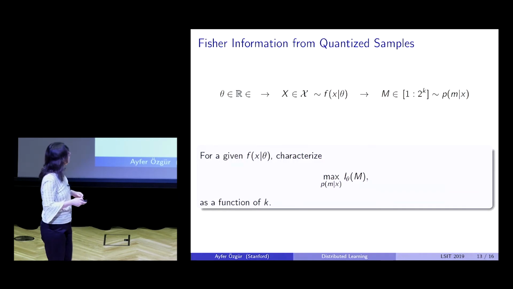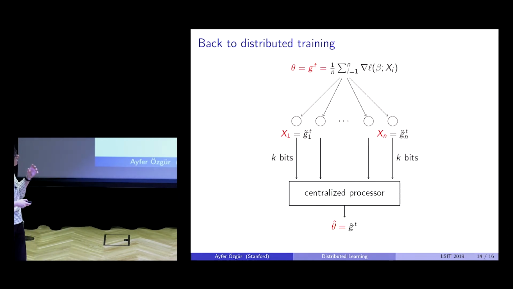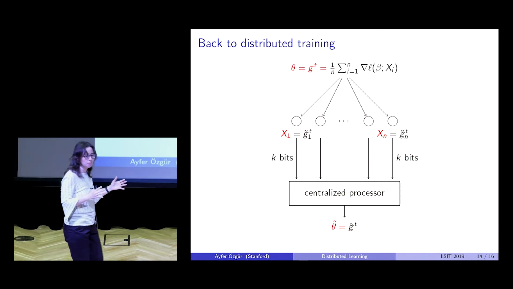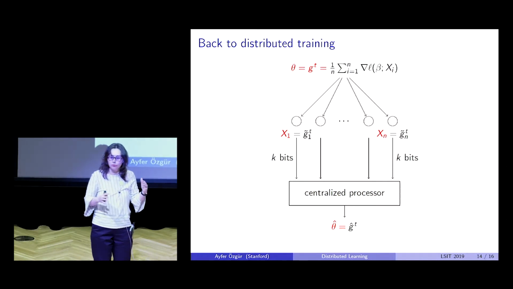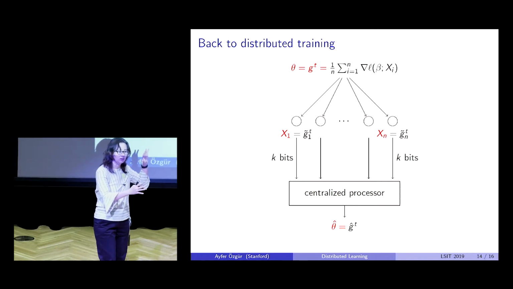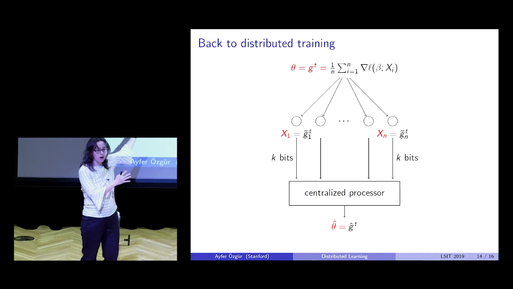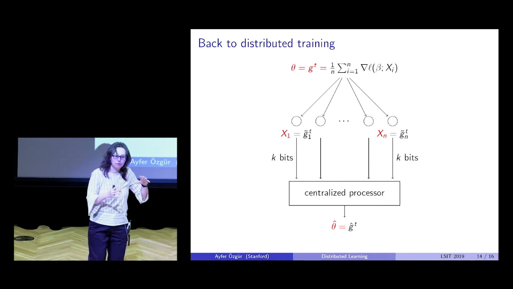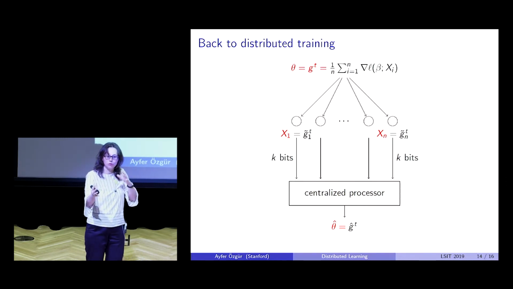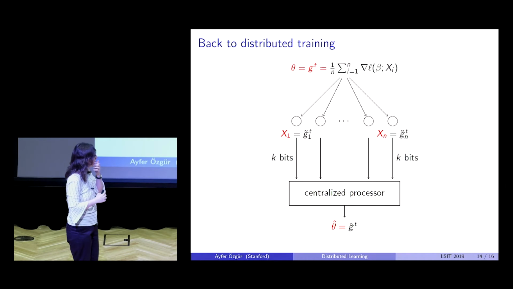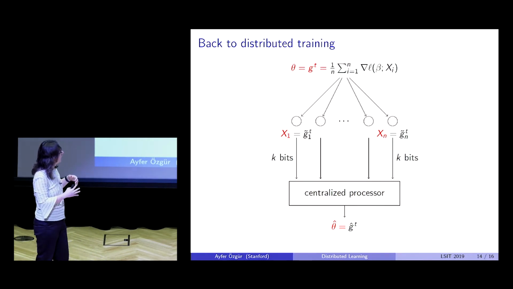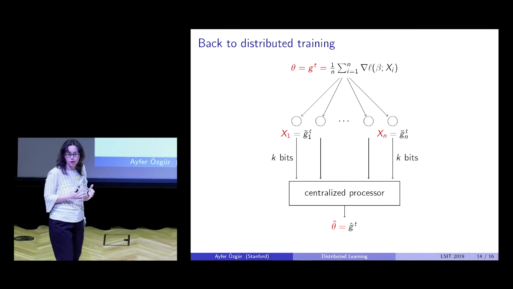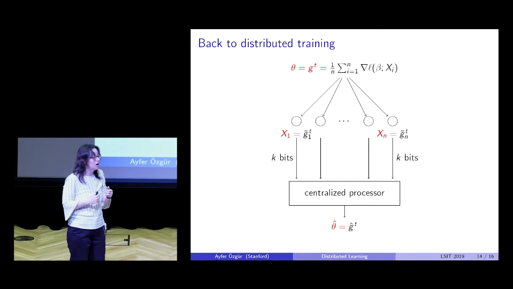So finally, I just want to say, basically, I started by talking about distributed training of neural networks, and then I talked about these more abstract problems, and I want to show you that you can actually relate these problems to the original distributed training problem. You can actually cast the gradient accumulation problem in distributed training as a parameter estimation problem.